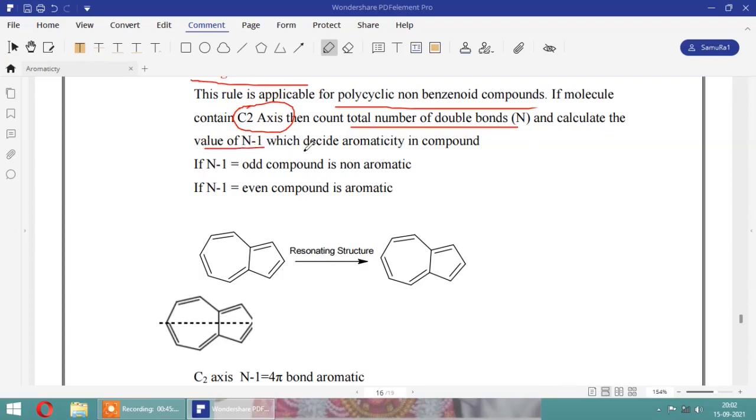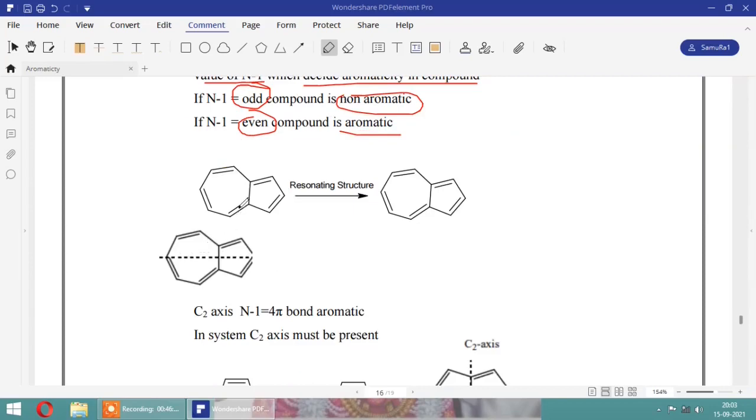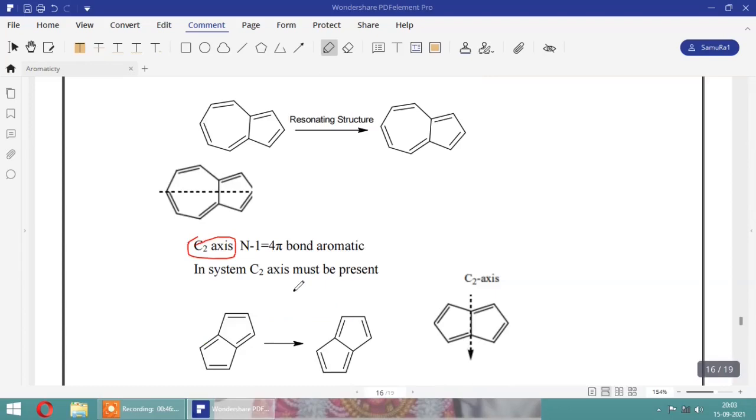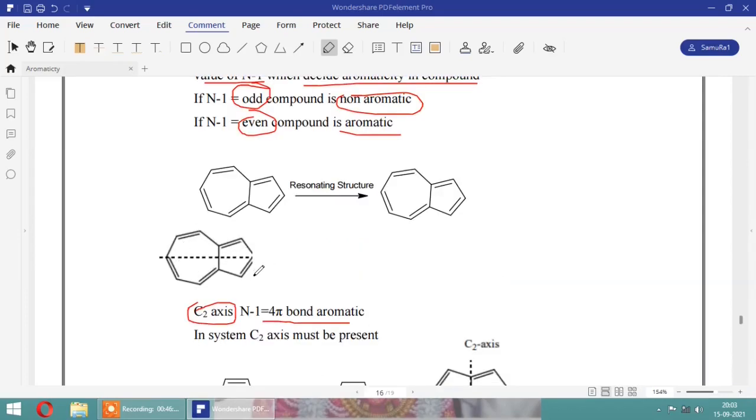Here n is the total number of double bonds. If n minus 1 is an odd number, then the compound is non-aromatic. If n minus 1 is an even number, then the compound is aromatic. For example, you take this compound here, this compound contains a C2 axis, it contains 1, 2, 3, 4, 5 double bonds. So 5 minus 1 is 4, which is aromatic.